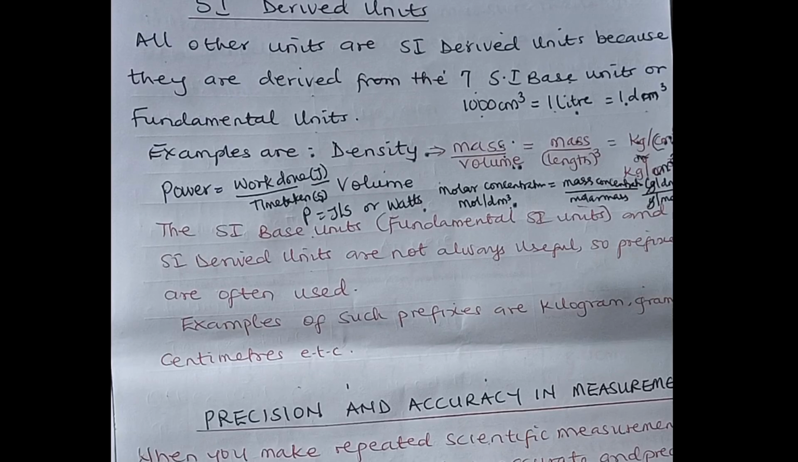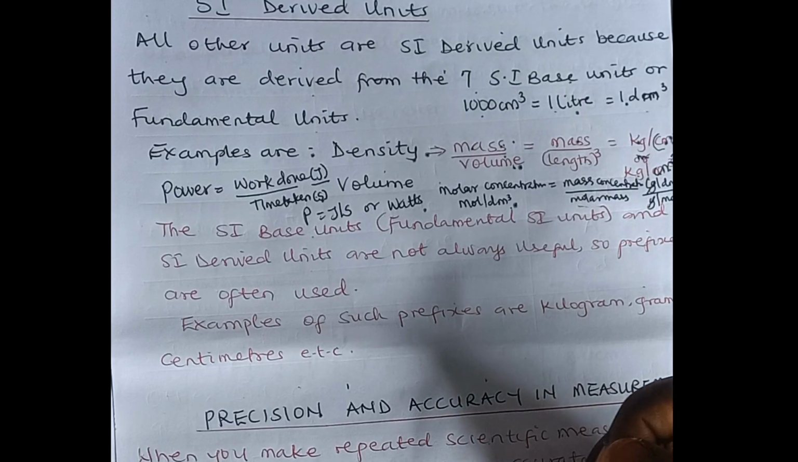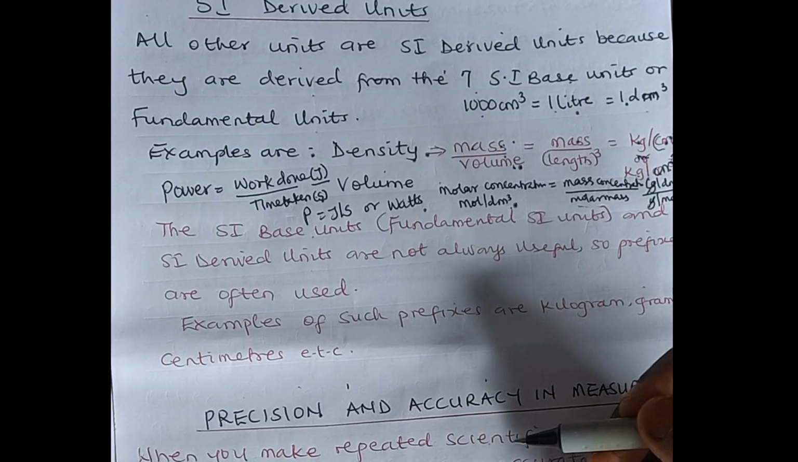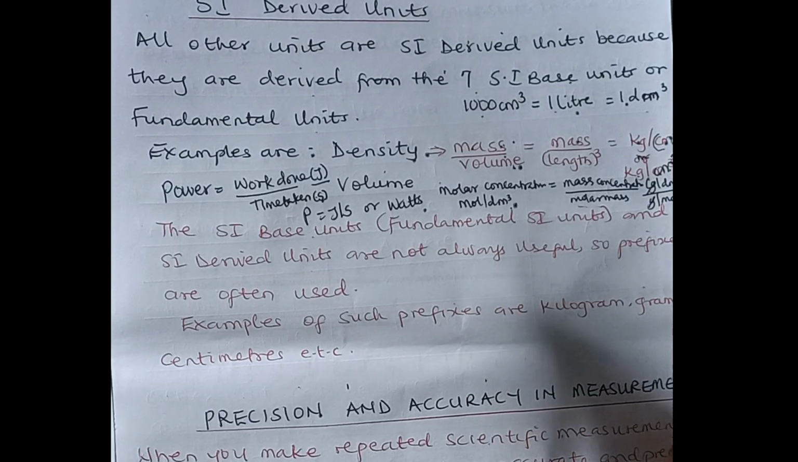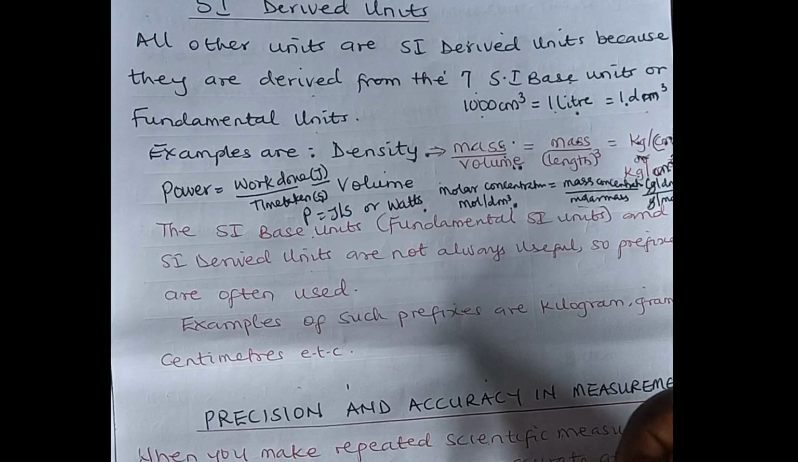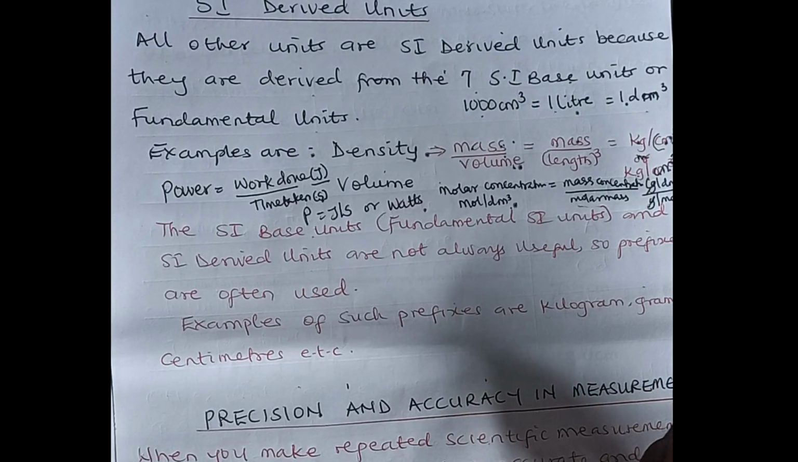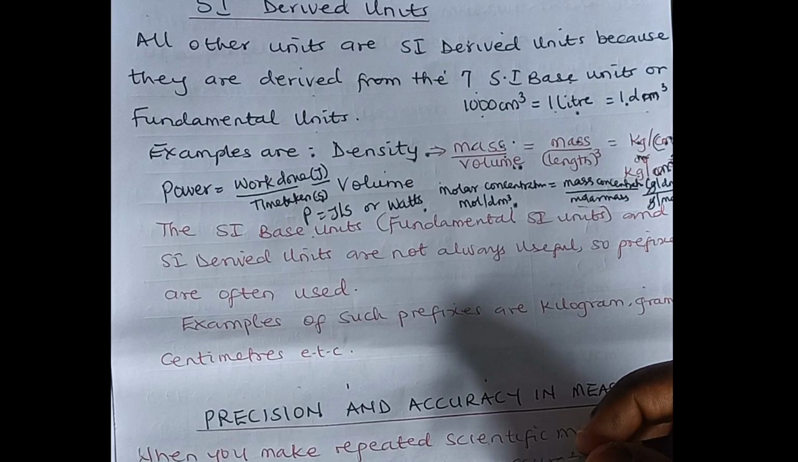Now, your precision measures how closely repeated measurements agree with each other. Take for instance now, you are to titrate. Maybe during titration, the volume of acid that neutralizes a base is roughly 25 cm cube.